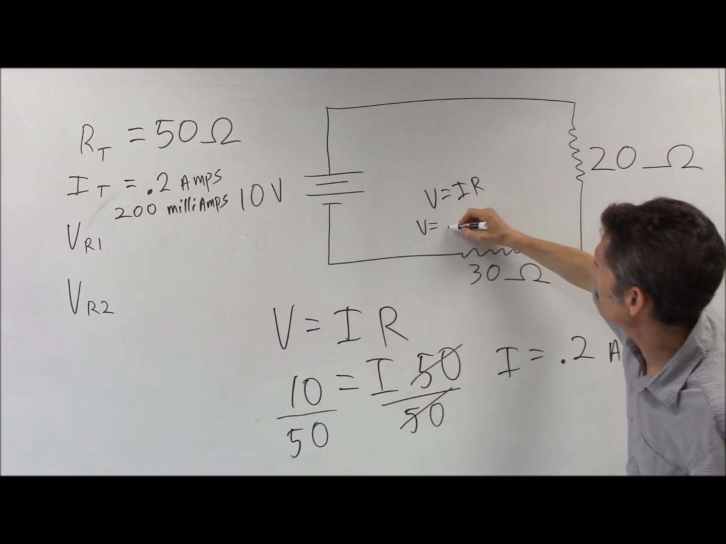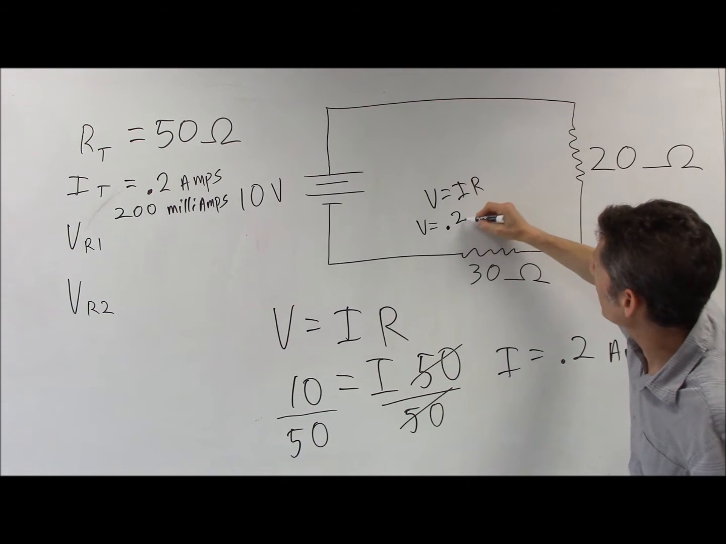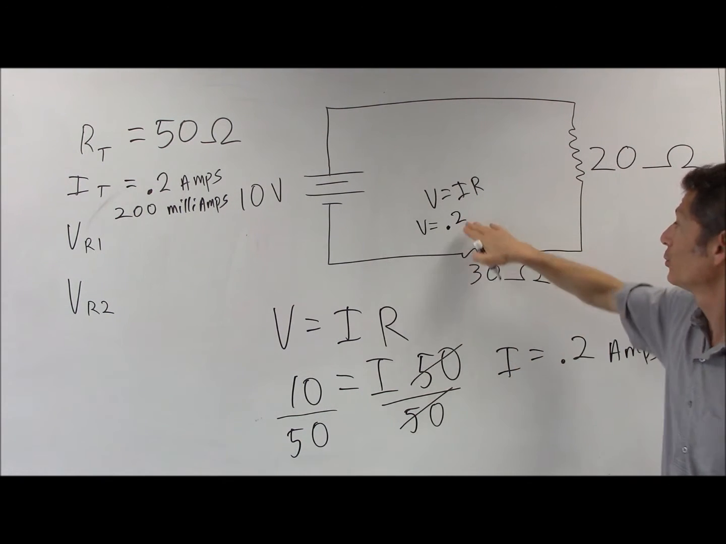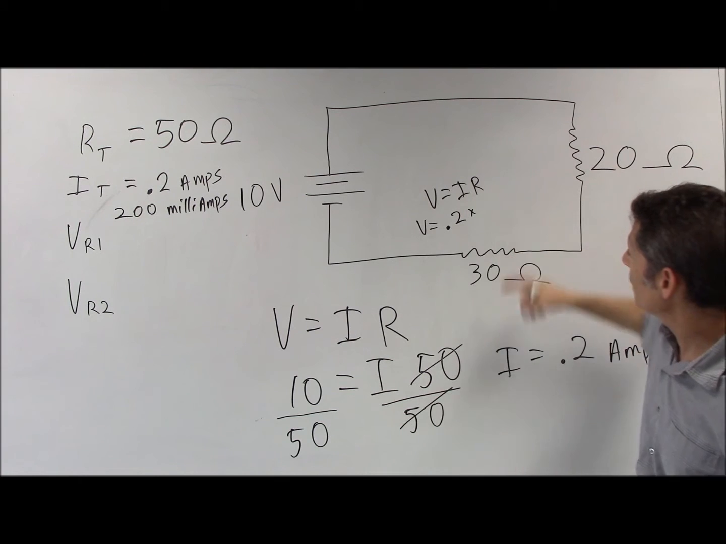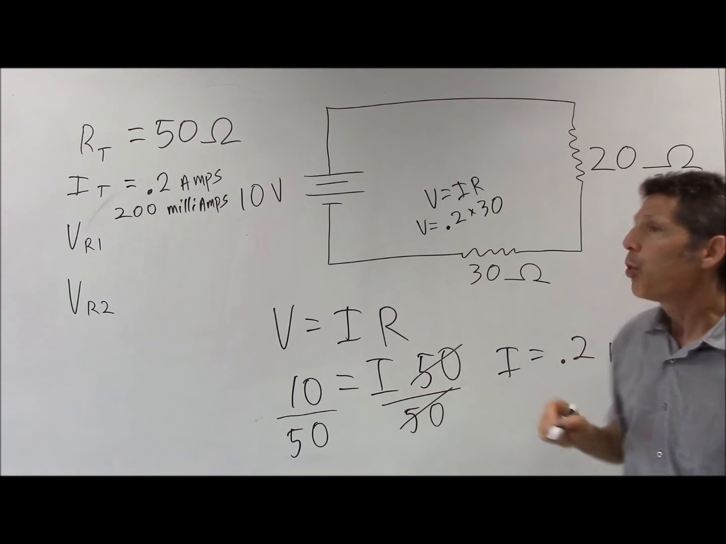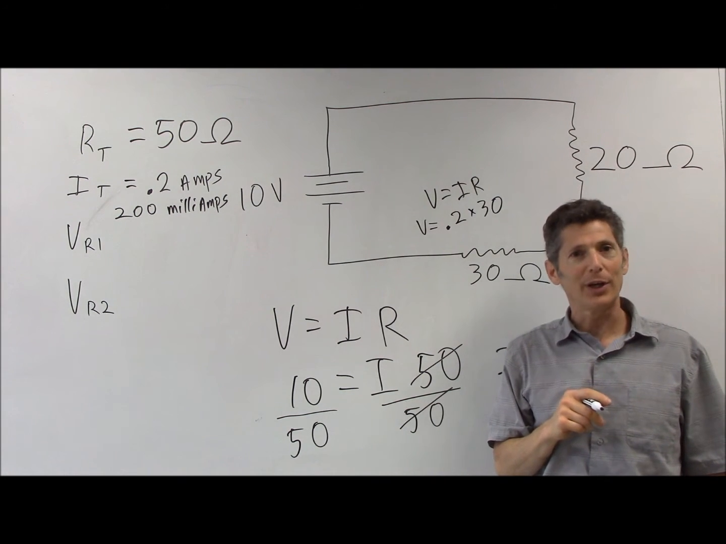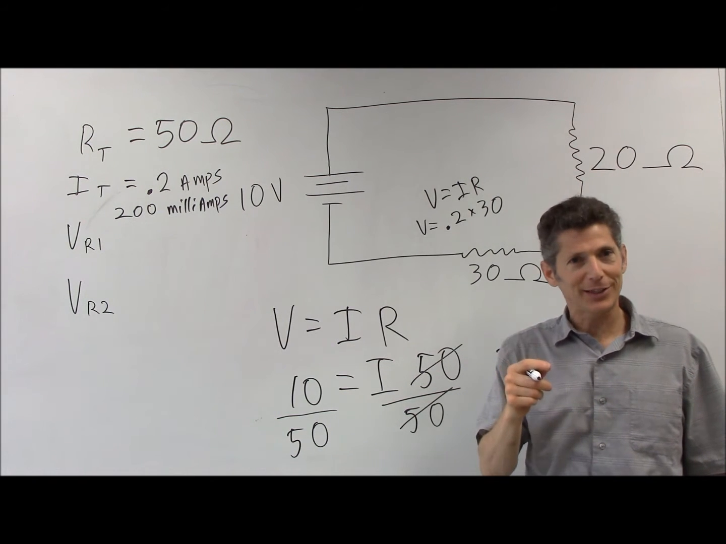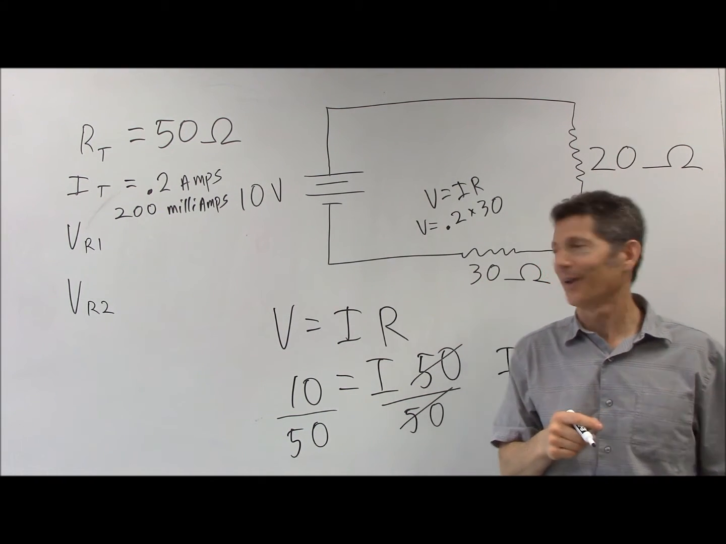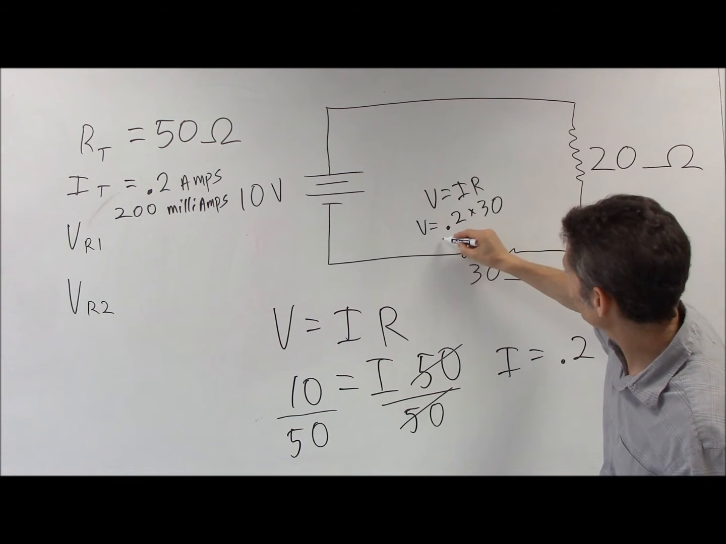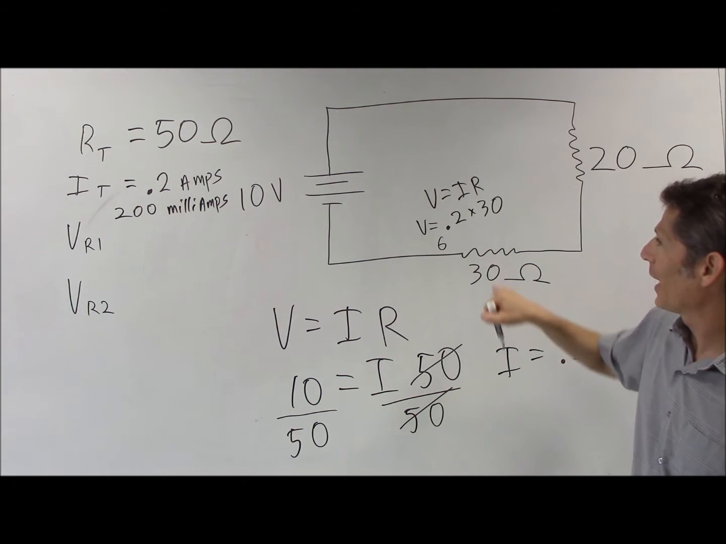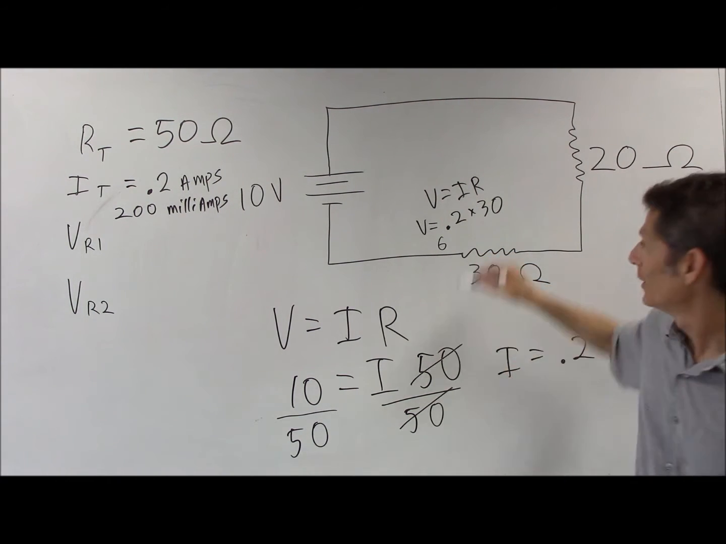So I'm going to use 0.2 in my calculation, and we can convert it back in the end. So it's 0.2 times the resistance is 30. 0.2 times 30 is 6. It is 6, and I am calculating voltage.